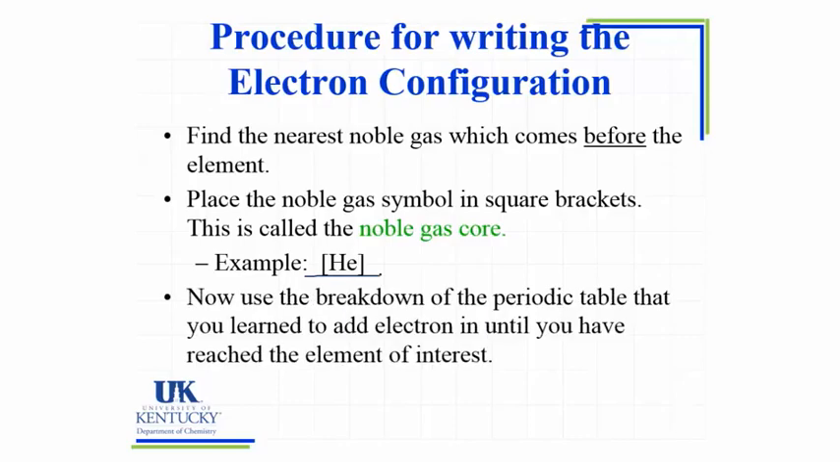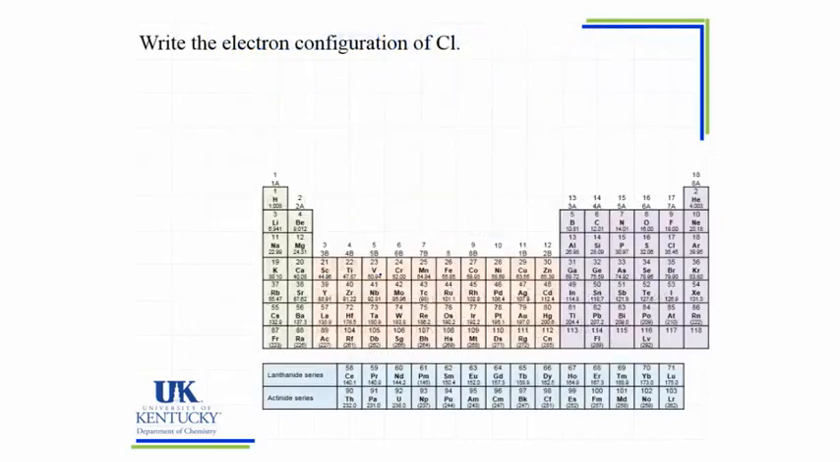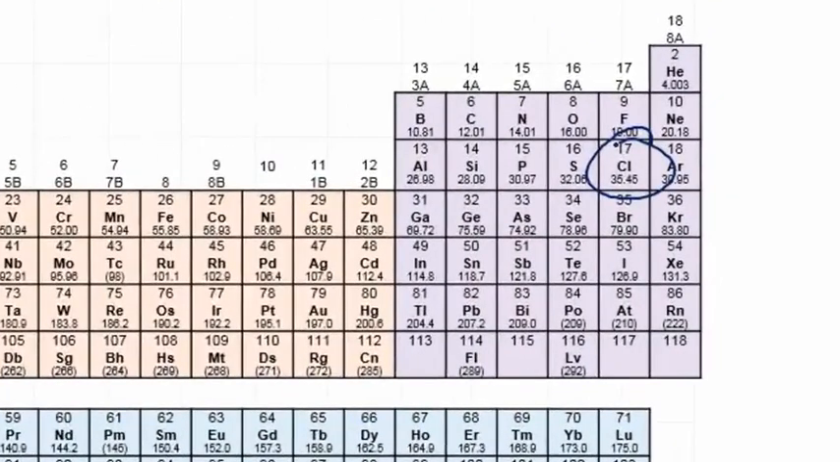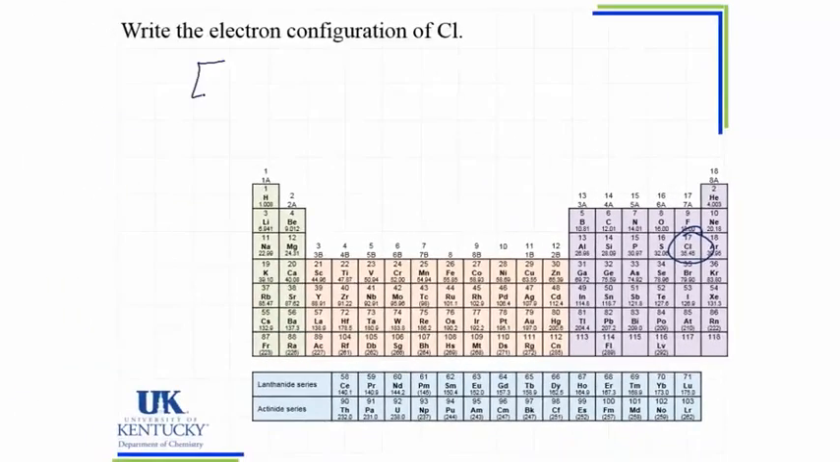Okay, so then you use that breakdown of the periodic table that I show you until you get to the element of interest, knowing which orbitals come next. So let's do some examples of this. Let's find chlorine. Chlorine is located right here on our periodic table. What noble gas comes before chlorine? Okay, chlorine is element 17. Argon is after it, but the one that comes just before it is neon. So we write neon in square brackets.